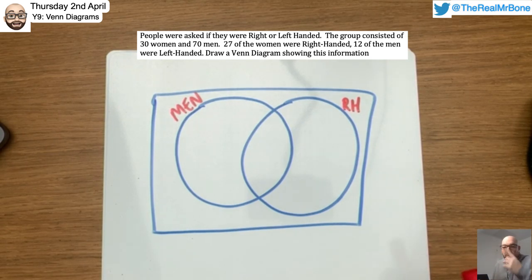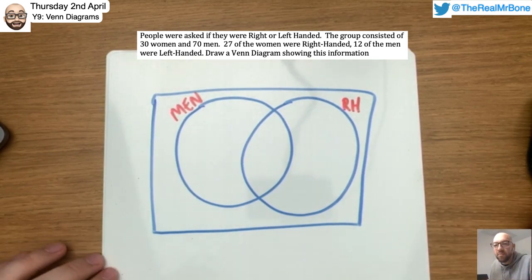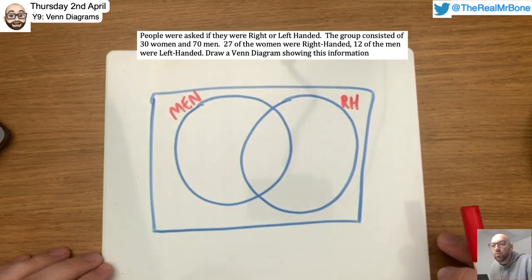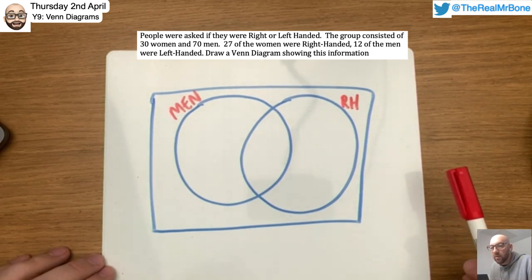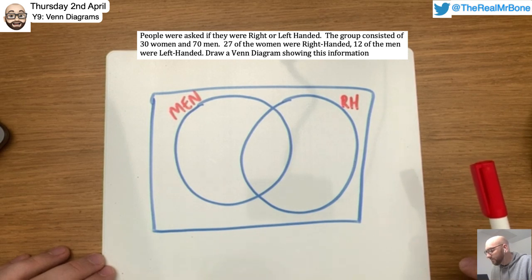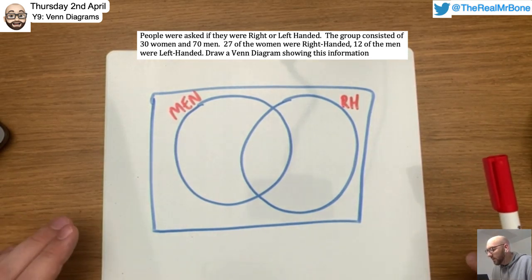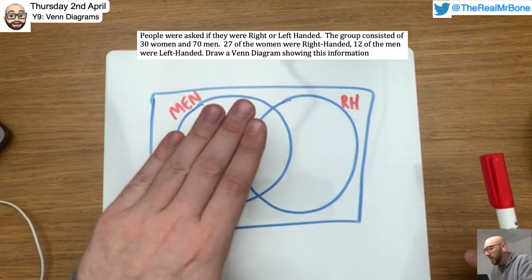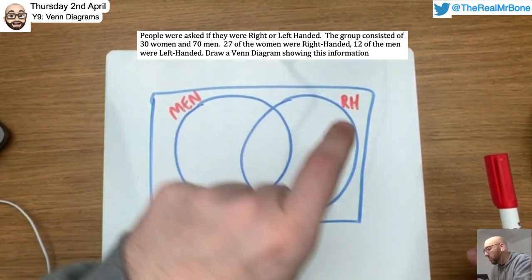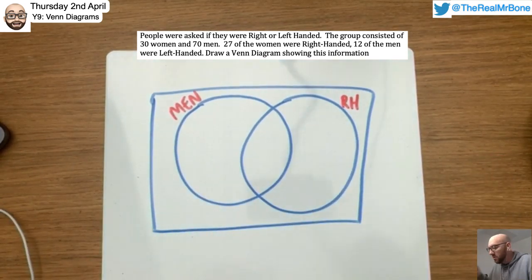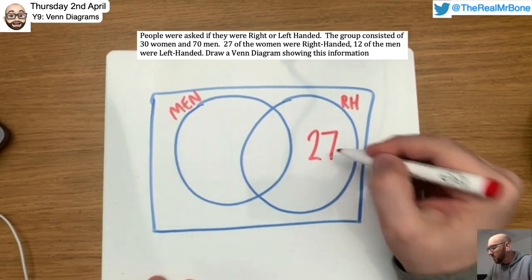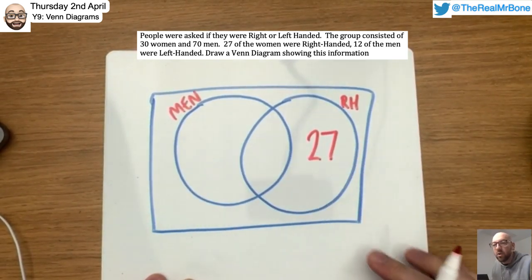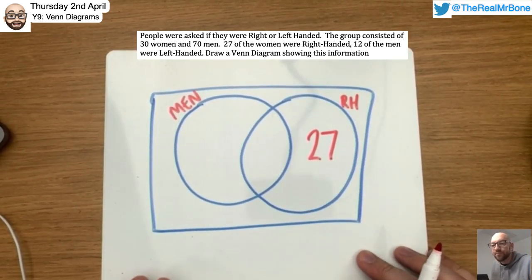It says, people were asked if they were right-handed or left-handed. The group consisted of 30 women and 70 men. 27 of the women were right-handed. Okay, so we can put that number in our diagram now. So we know these 27 people cannot go in this men's section, but they are right-handers. So this is going to be the 27. There are 27 people who are right-handed who are not men. These are the 27 right-handed females.